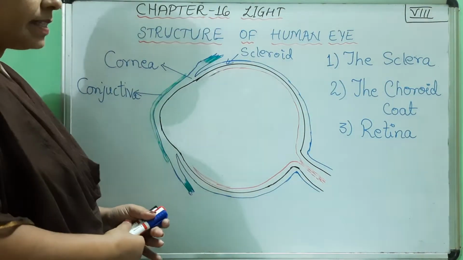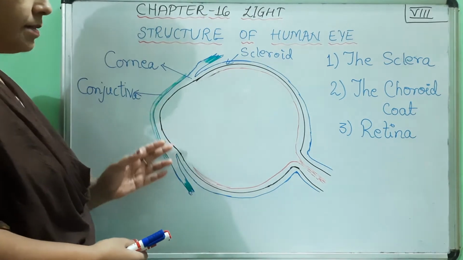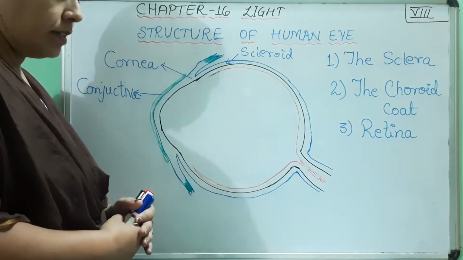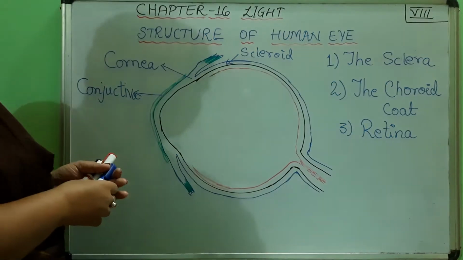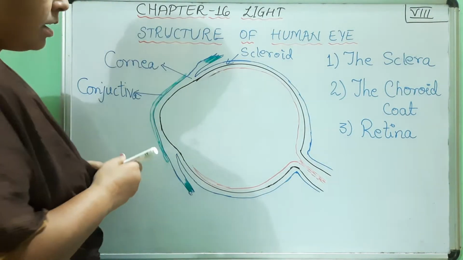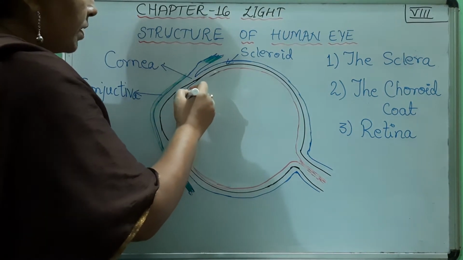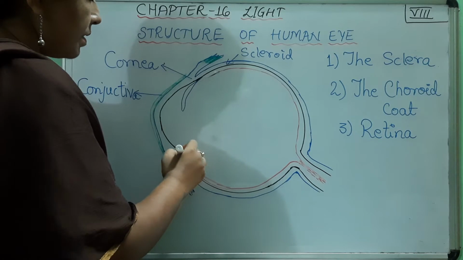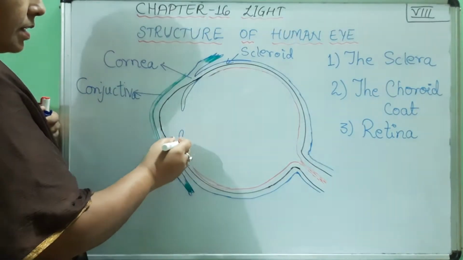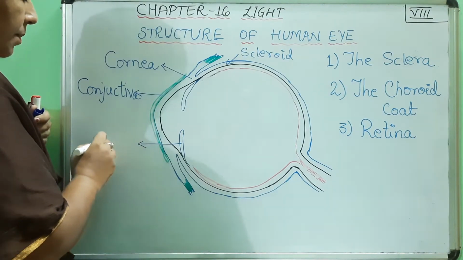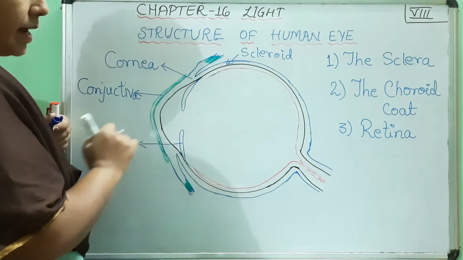Now, the second part, the middle layer of the eye, that is the choroid coat. Now, the choroid coat has a pigmented layer or a flap sort of structure here. We call it iris. Iris gives color to the eye. These two are the layers of iris.